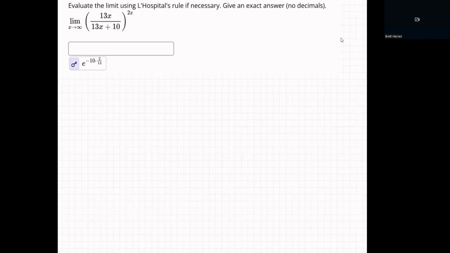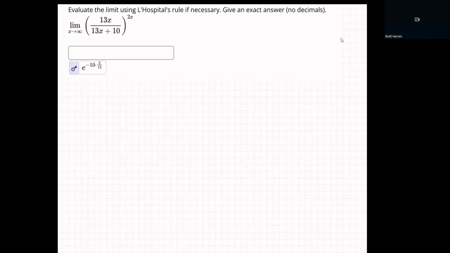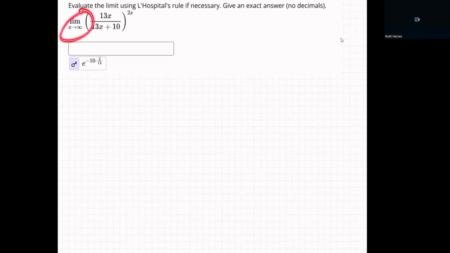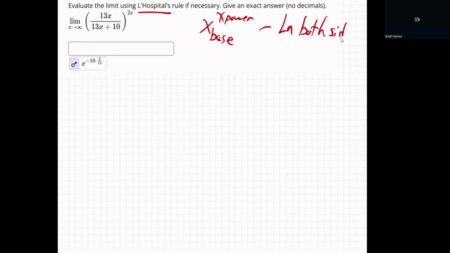Okay, this is a pretty tough one. Basically, when we have limits as x goes to infinity, it's saying L'Hopital's rule. When you have x in the base and x in the power, you want to take the natural log of both sides. That's how we do that.